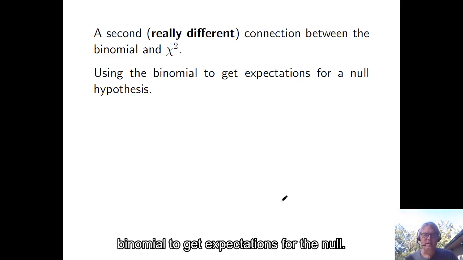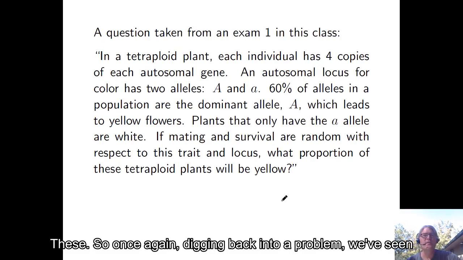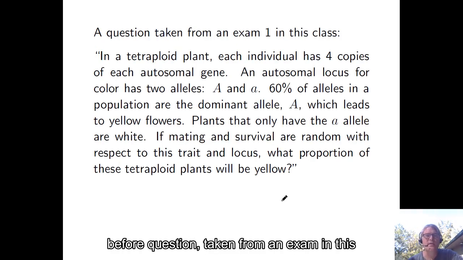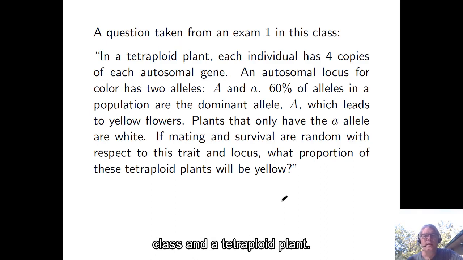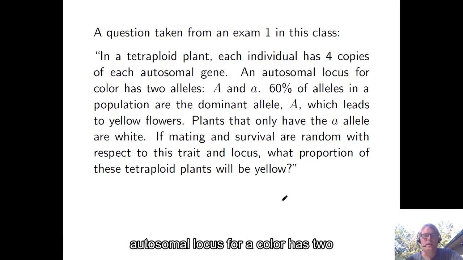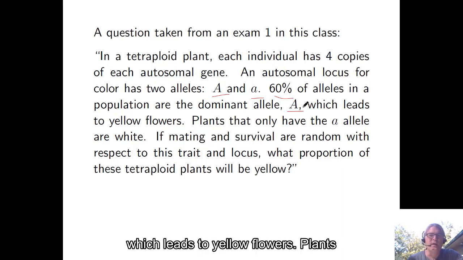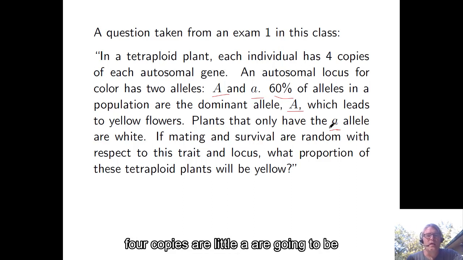Okay, a second but really different connection between the binomial distribution and the chi-square is that often we use the binomial to get expectations for the null hypotheses. So once again, digging back into a problem we've seen before, a question taken from an exam in this class: in a tetraploid plant, each individual has 4 copies of each autosomal gene. An autosomal locus for a color has 2 alleles, big A and little a. 60% of the alleles are big A, that's the dominant allele, which leads to yellow flowers. Plants having only the little a allele, so all 4 copies are little a, are going to be white.